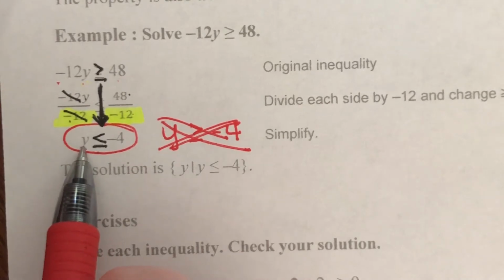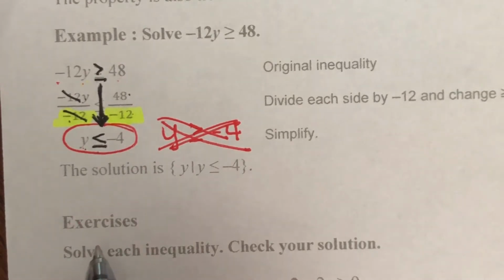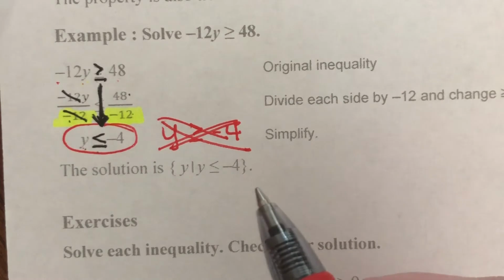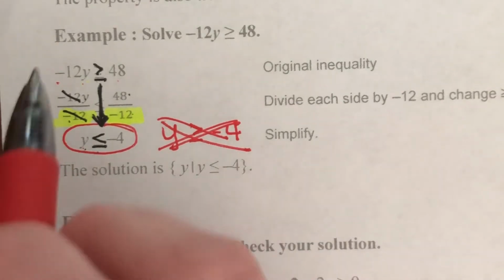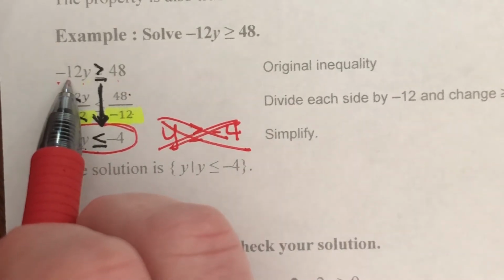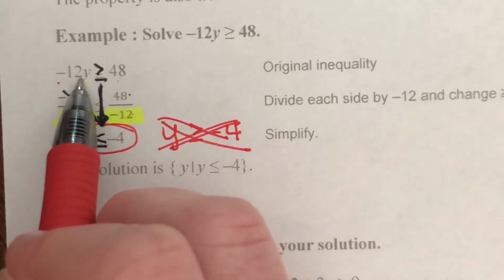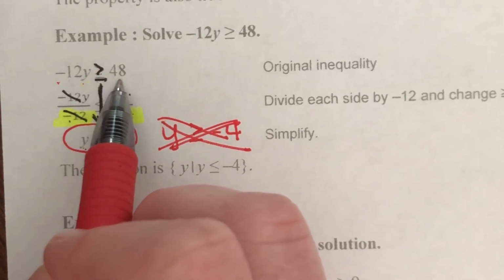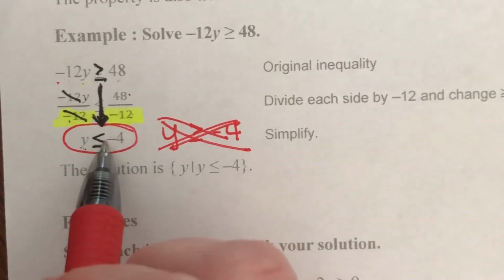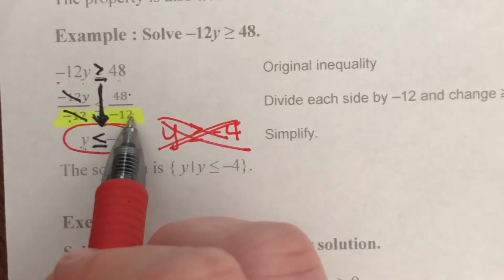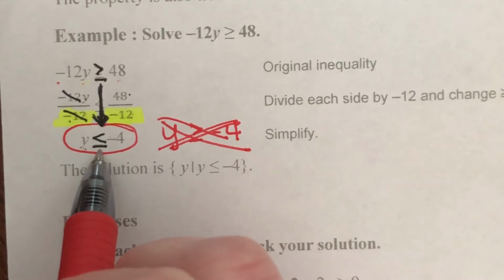This is saying that y can be anything smaller than negative 4. So let's say it's negative 5. That's smaller than negative 4. Negative 12 times negative 5 is positive 60. And 60 is greater than 48. So that would work. So you got to remember, when you divide or multiply both sides of an inequality by a negative, your sign flips.